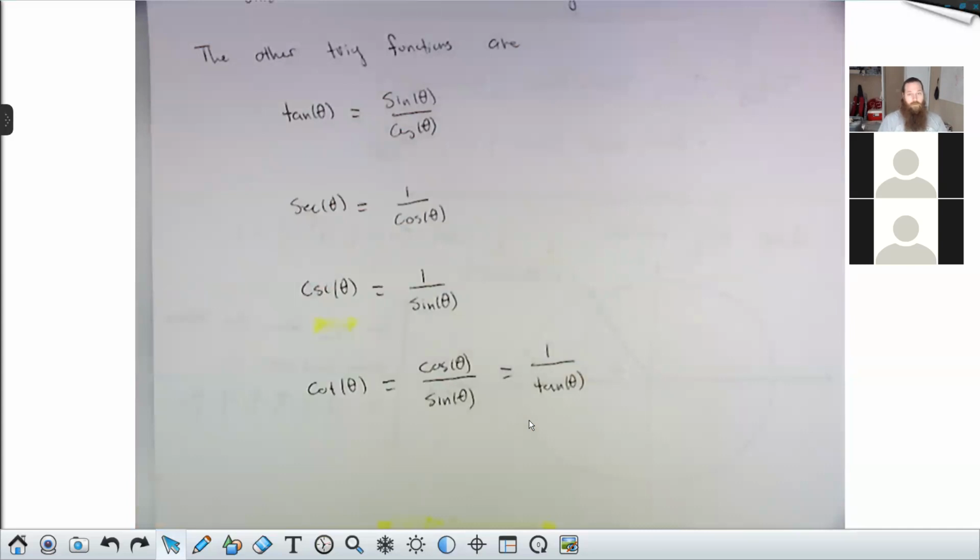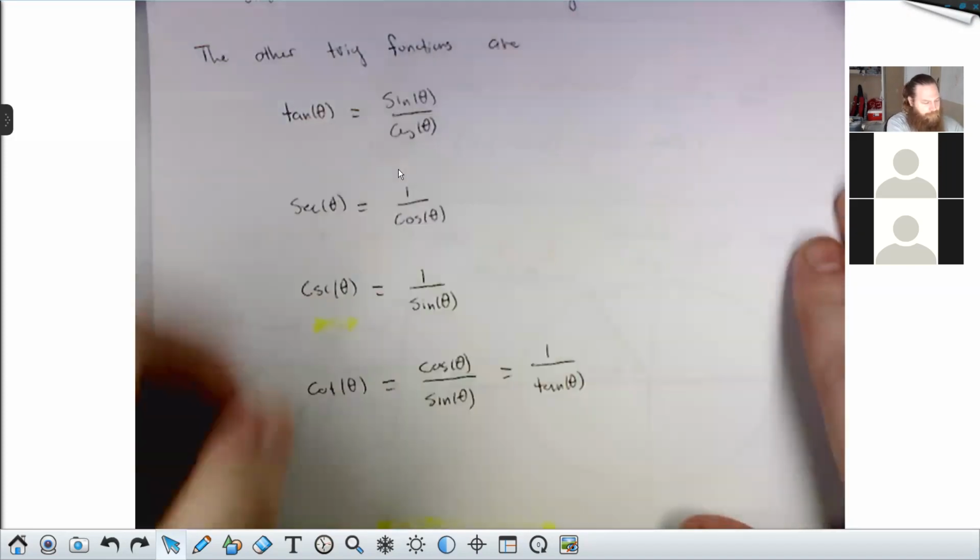Okay, so these we must know. The period for sine and cosine are 2 pi. The period for tangent is pi. Period for secant is 2 pi. Period for cosecant is 2 pi, and the period for cotangent is pi. Of course, these are undefined anywhere their bottom is 0, so the tangent function is undefined where cos theta equals 0. I'll sketch a quick graph of tangent.